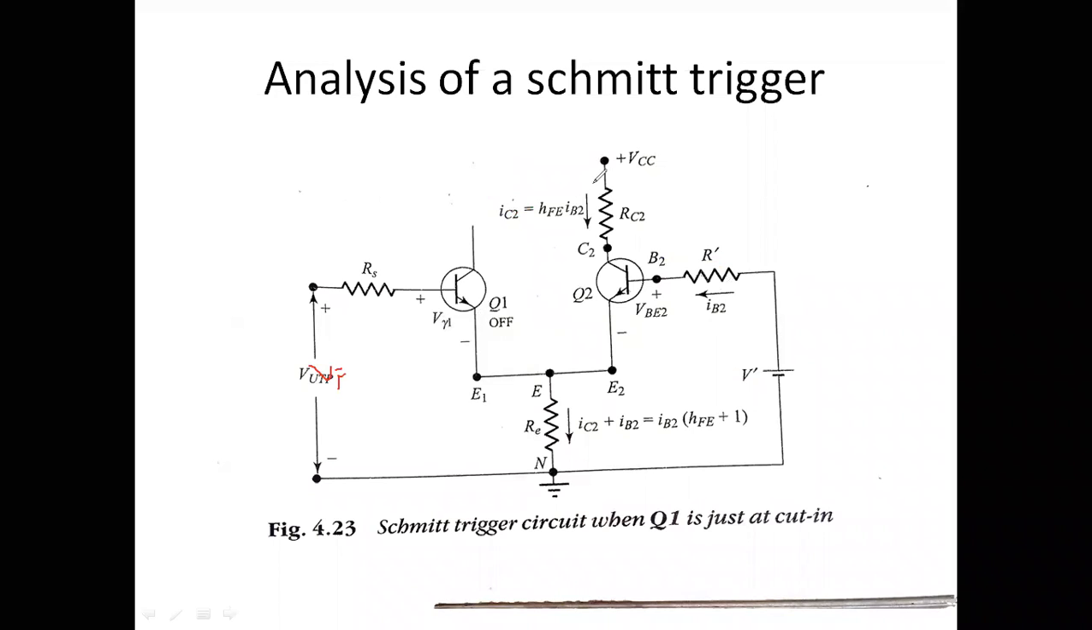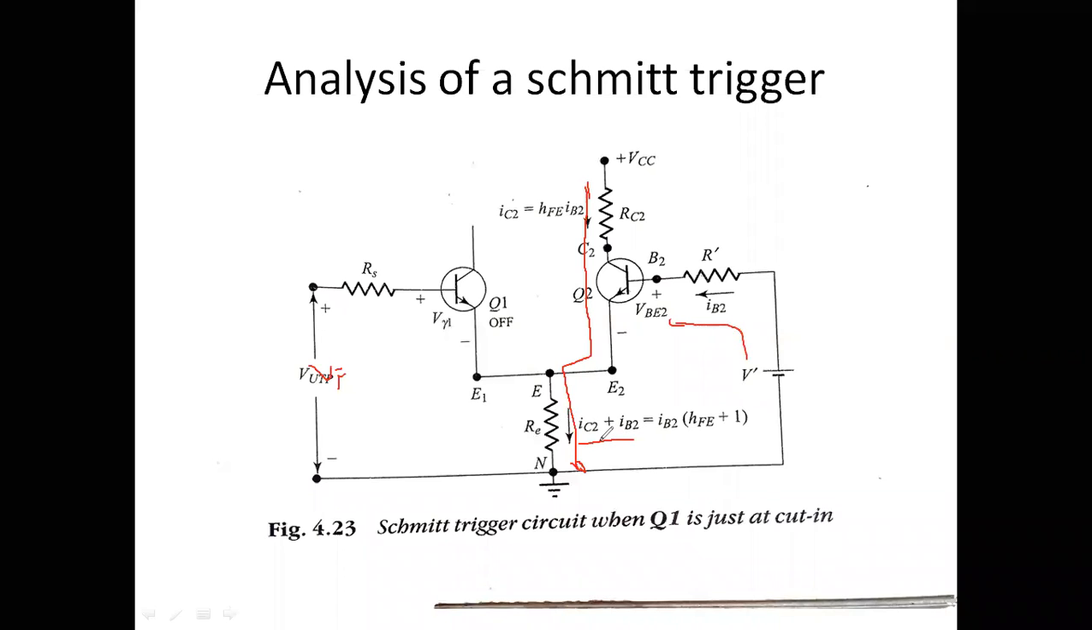Up to that point, since it is in the on state, there is a current flowing here, in this direction. Since this transistor is on, IC current is flowing. IC is, in terms of beta, in terms of base current, hFE into IB2. From the base we may have one more current. Therefore, the current here is IC2 plus IB2.